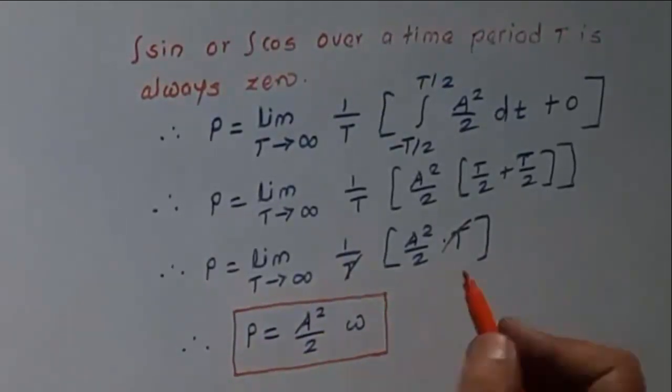Sinusoidal signals of form A cos omega 0 t and A sin omega 0 t are power signals, and its power is A square by 2. As these signals are power signals, its energy will be infinite.